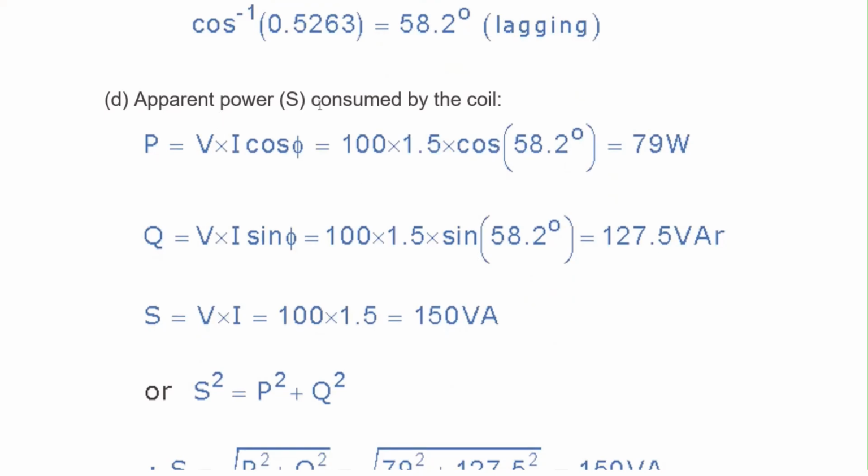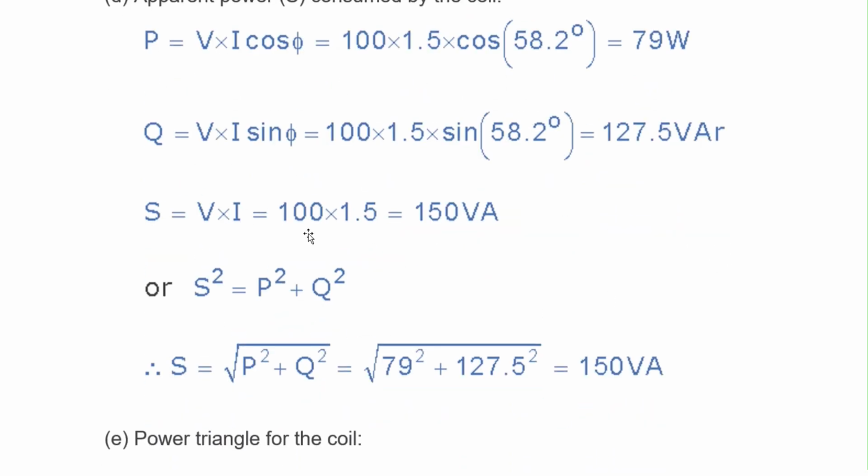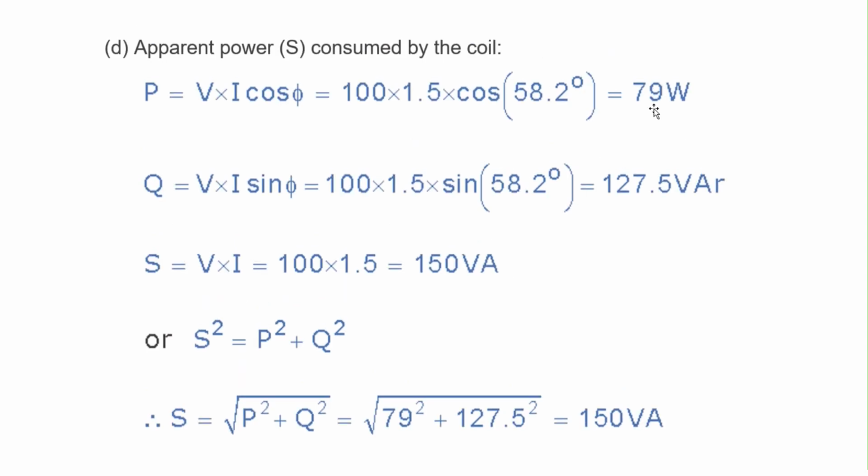Real power consumed by the coil, P is equal to VI cos phi. So this will give you 79 watt. Q is equal to VI sin phi. This is 127.5 VAR. And S is V into I, 100 into 1.5, 150 volt ampere. So your real power is 79 watt, whereas your reactive power is 127.5 VAR, whereas your apparent power is 150 volt ampere.